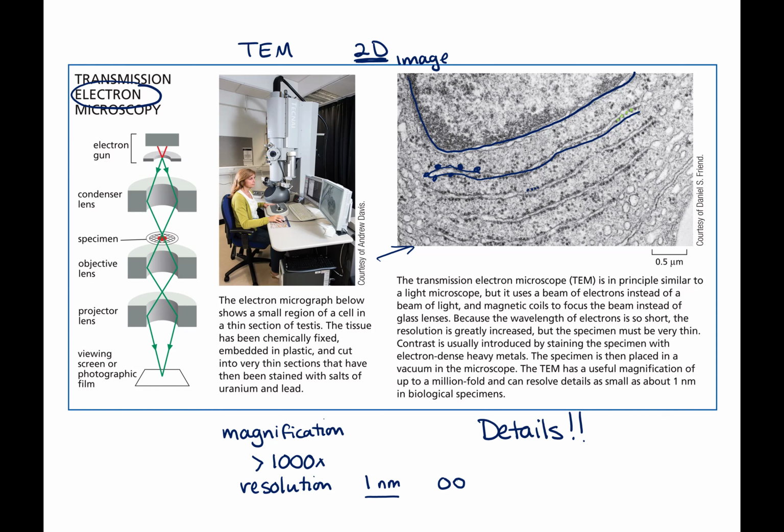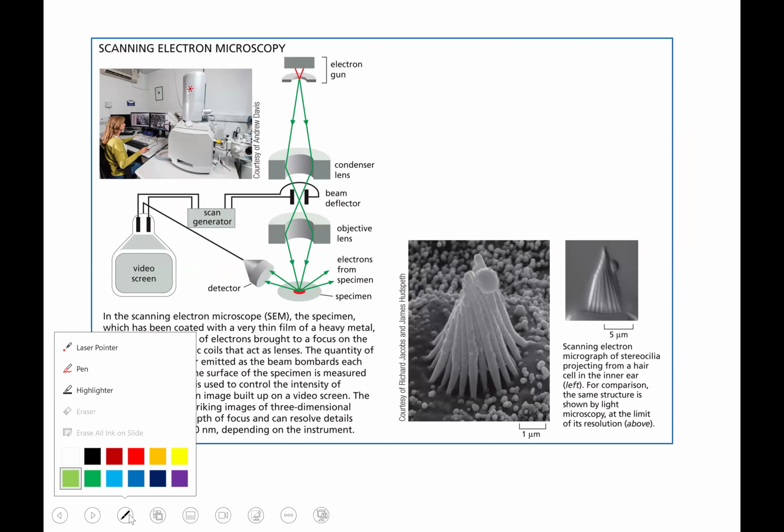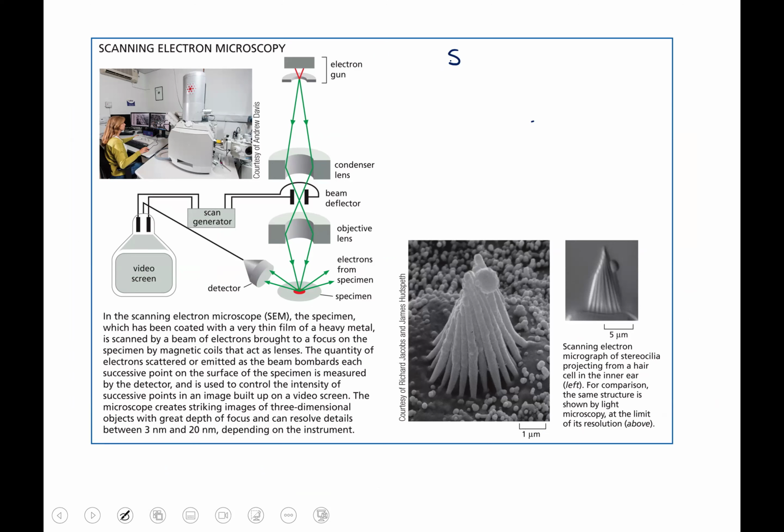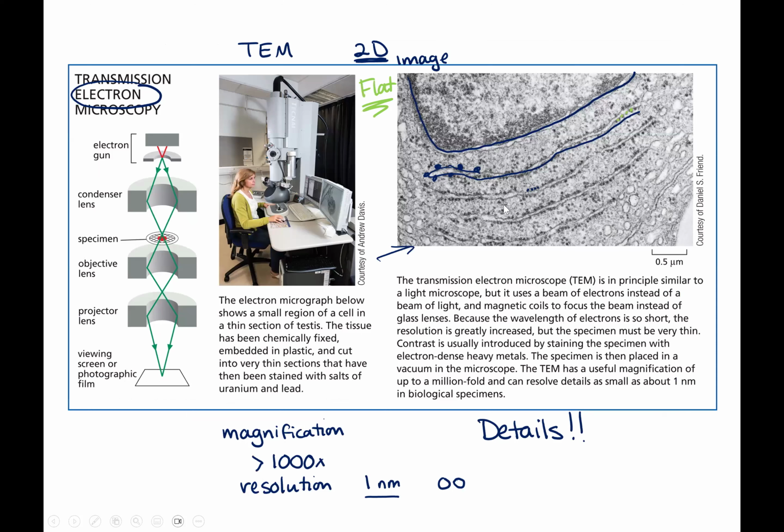In contrast, scanning electron microscopy, and this is SEM, that's where we get 3D images. And I love these. So here, stereocilia are in your inner ear and help you hear. Here it is under light microscopy, and here is that same structure under SEM. So I want you to see the difference of this 3D, and you can see it looks like little balls all around it versus a 2D image with transmission electron microscopy.